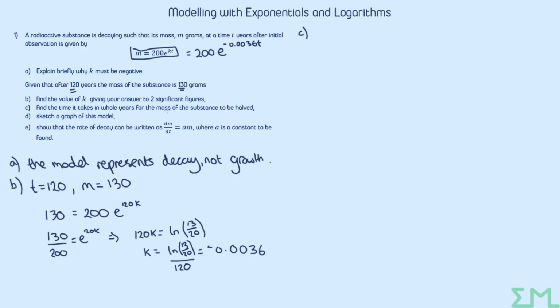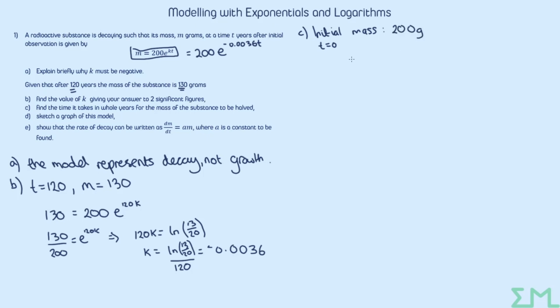Okay, so we need to take the initial mass. This requires us looking at the model and understanding what the initial mass is going to be. Whenever you see the word initial, we're talking about t equals 0. So the initial mass here will be when t is 0. If you put t is 0 into here, we get e to the 0. E to the 0 is 1. So the initial mass is 200 grams.